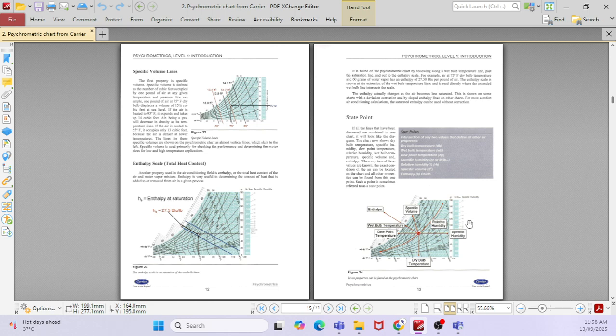Yeah, 24 degrees Celsius dry bulb, and 50 percent RH. Okay, take your time. You can take a paper, write whatever the values are, and send me through WhatsApp. Okay, sir.